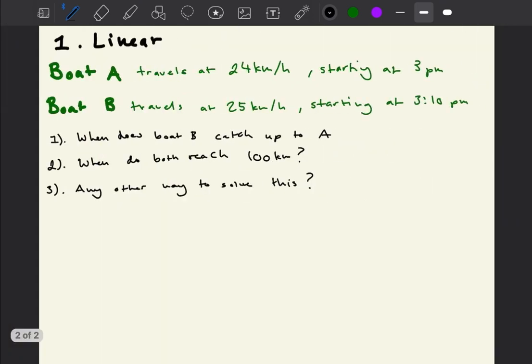So the first one is linear, and the situation we have at hand is that boat A travels at 24 kilometers per hour, and it starts at 3 p.m. Boat B travels at 25 kilometers per hour, but it starts at 3:10 p.m. And to do this, we have to find when does boat B catch up to boat A, when do both boats reach 100 kilometers, and is there any other way to solve this problem? All right, let's start with question one. Question one is, when do the boats catch up?